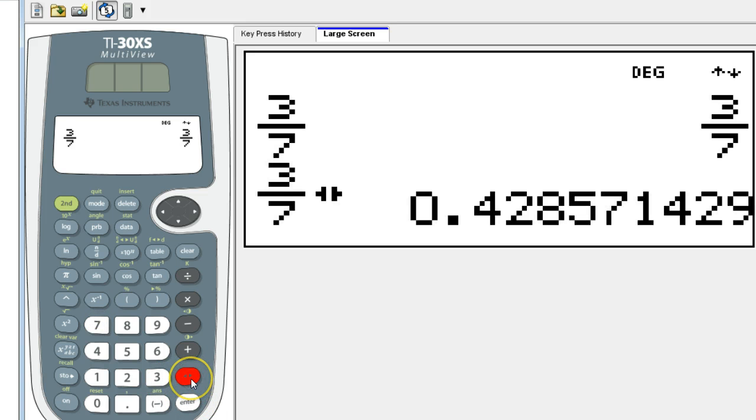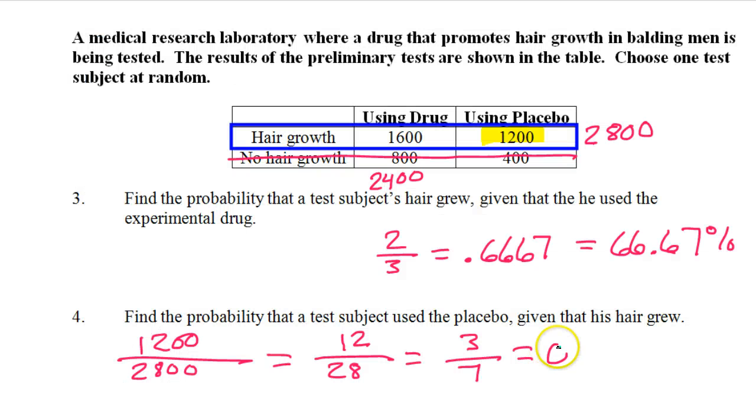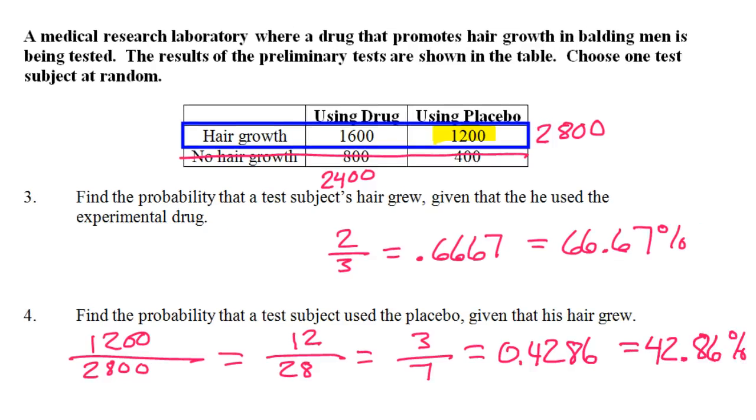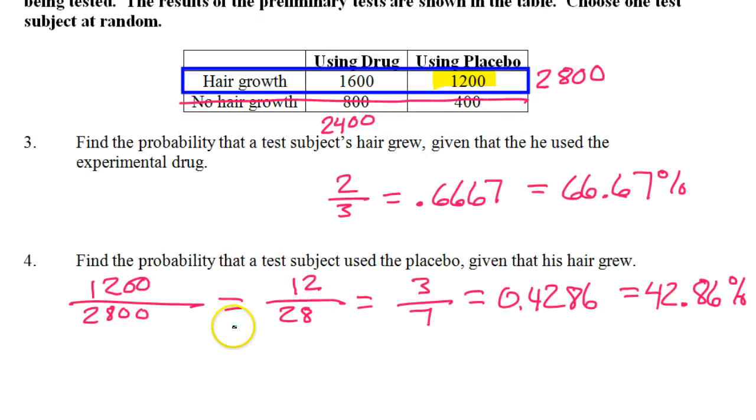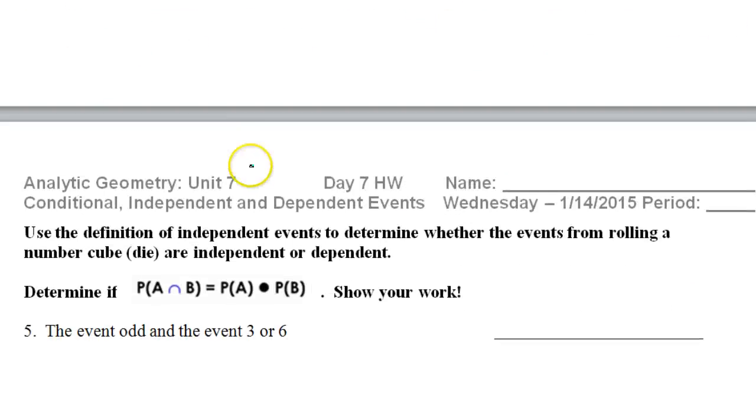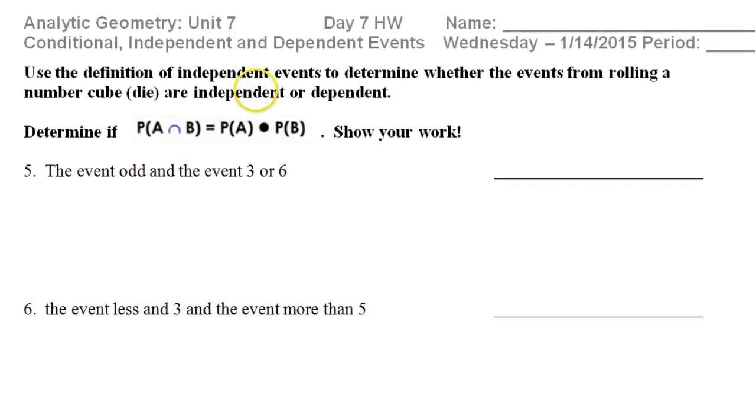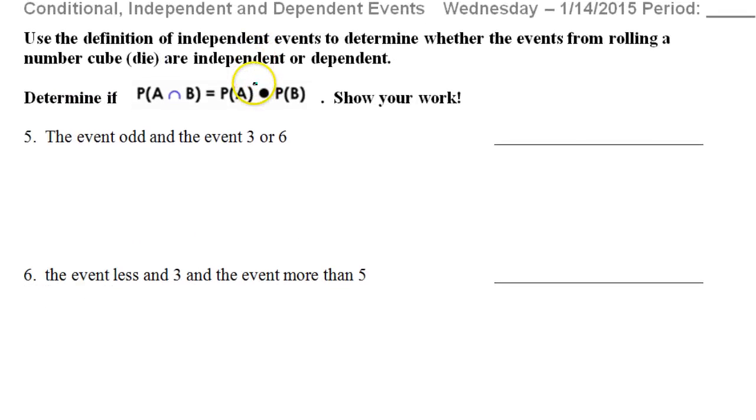3/7 is 0.4286. Got to round up. So that's 42.86. Running out of space there. Okay, but it's there, trust me. 42.86%. Okay, that's how we do that. Alright, hopefully we're all done with that type of problem, because that's plenty, and we're really super good at that type.